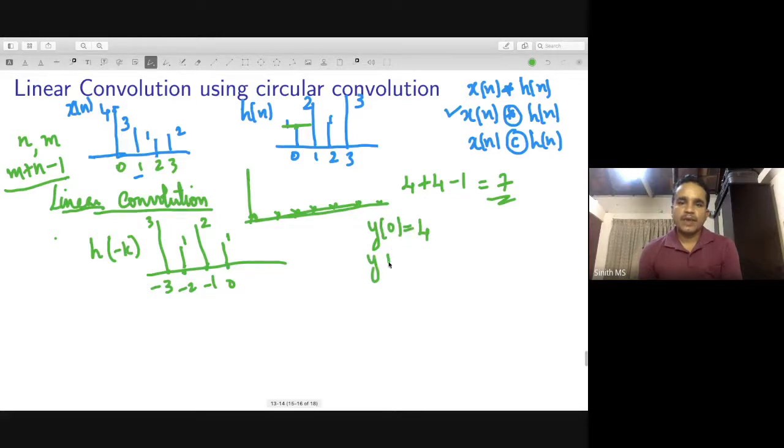What is y of 1? You shift the signal by a factor of 1. So this 1 will shift to 1 and this 2 will shift to 0. So what you get is 3 into 1 plus 4 into 2. So 8 plus 3, 11.